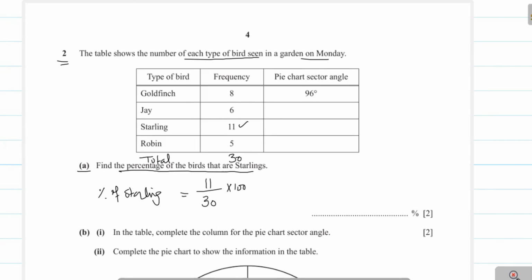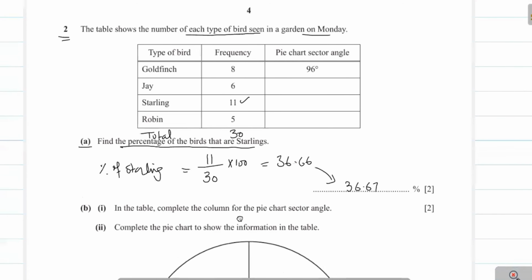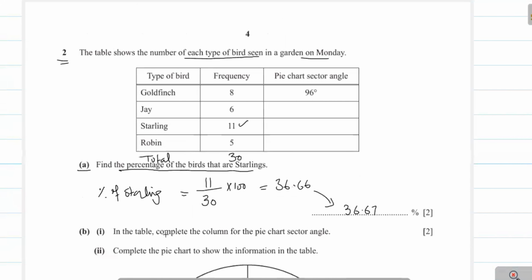And this value will be equal to 36.66. And we write here 36.67% is the answer. Part B, first part in the table, complete the column of the pie chart sector angle. Now you see here, when the frequency is 8, the angle is 96 degrees. Therefore, we write here 8, the angle is 96 degrees. When the frequency is 1, the angle will be 96 over 8, that's equal to 12 degrees.